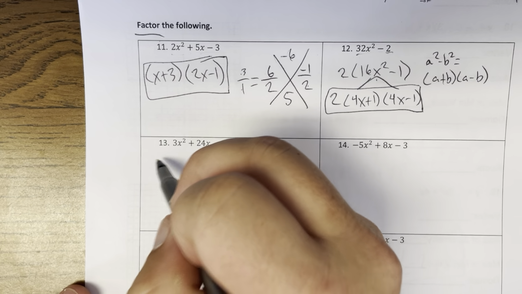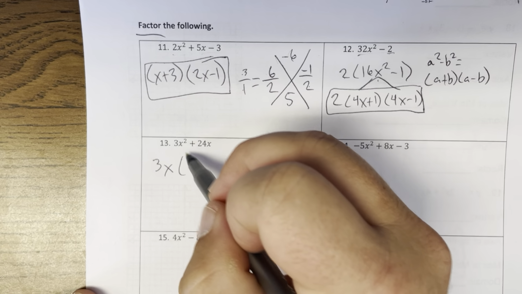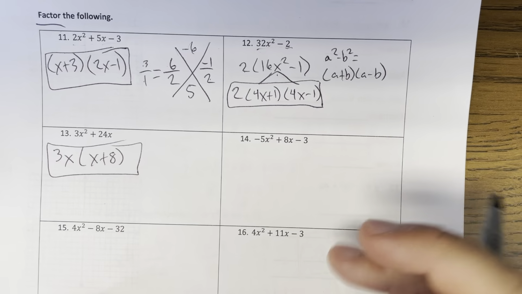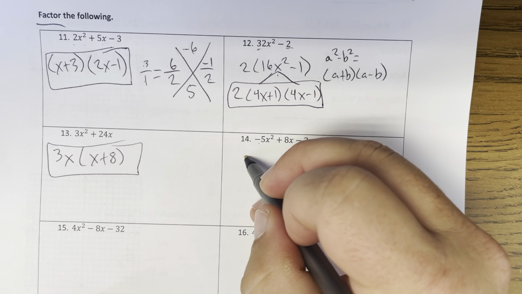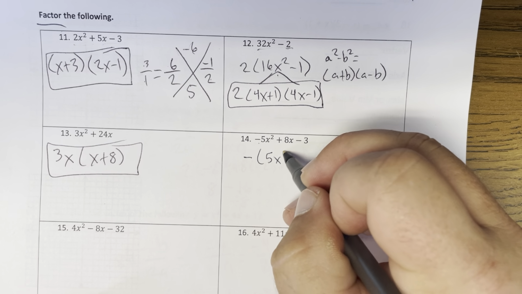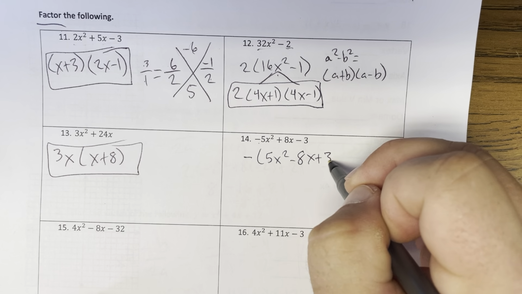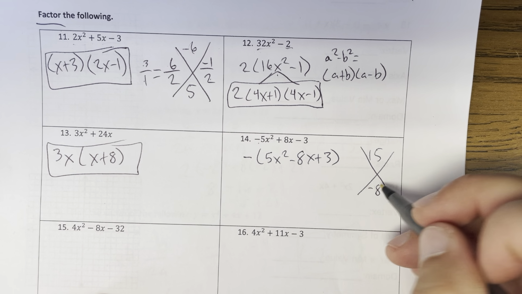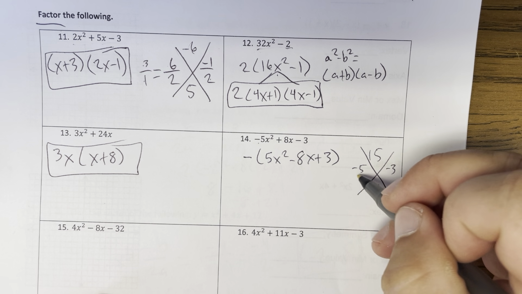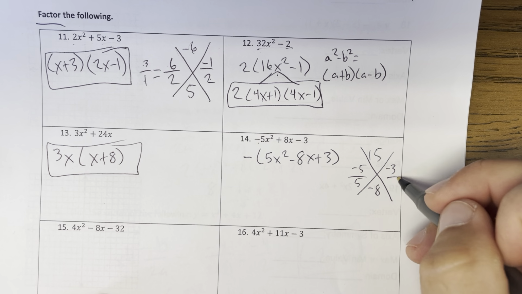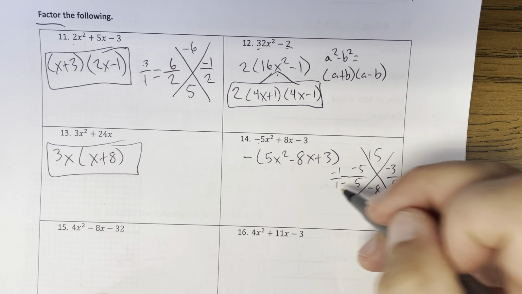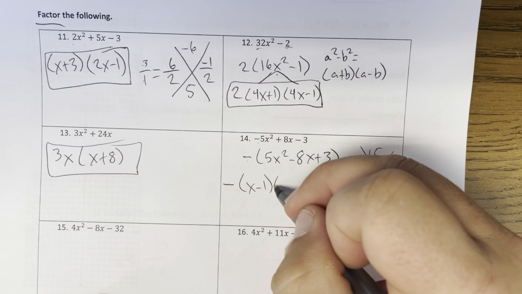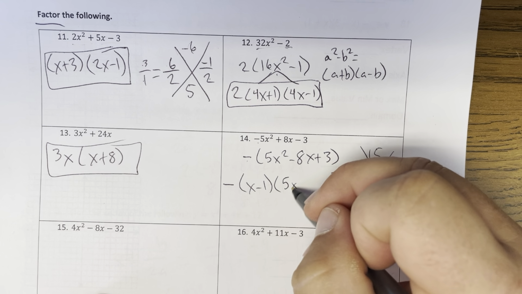On this one, I can take out 3x, and I'd be left with x plus 8, and it's done. I don't want a negative in the front, so I'm going to pull out the negative, and it's going to change all my signs. And now, what multiplies to 15 and adds to -8? -5, -3, divide by my a of 5. So I'm going to have the negative in the front, x minus 1, 5x minus 3.